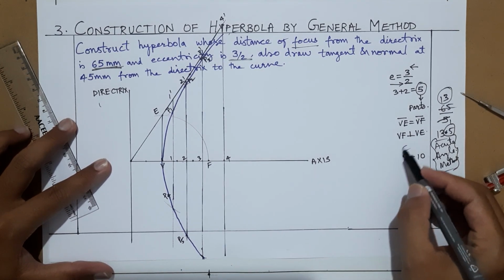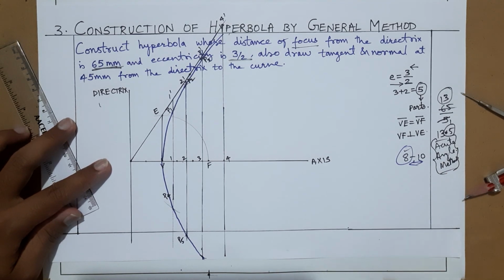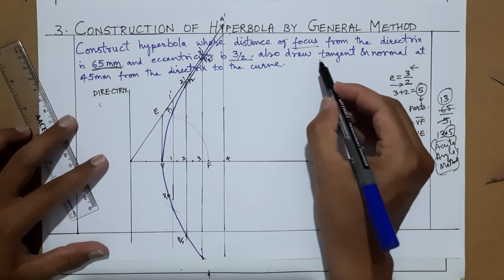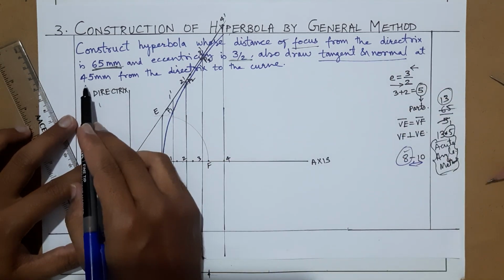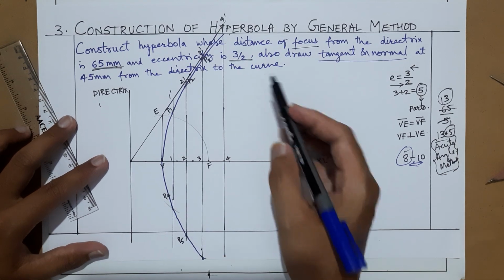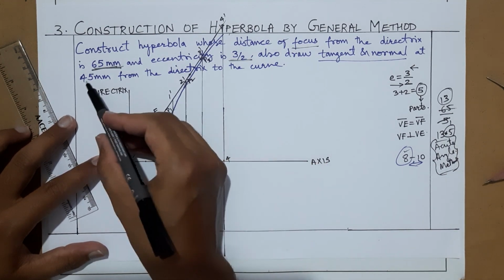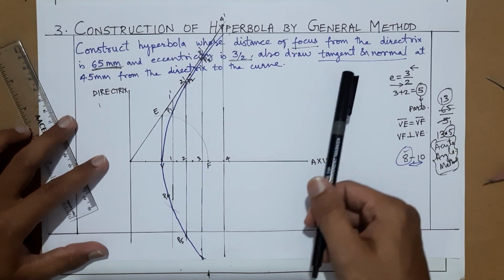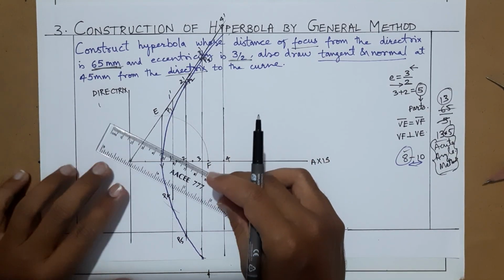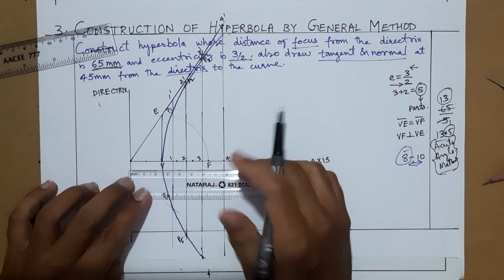So you'll be taking at most 8 or 10 points depending upon the availability of size on the drawing sheet. Now what you have to do, draw a tangent and normal at a distance of 45 mm from the directrix to this curve, or to this hyperbolic curve. 45 mm, you have to measure from where? From the directrix. So just see here the distance, I'll take with this scale, it's more clear.